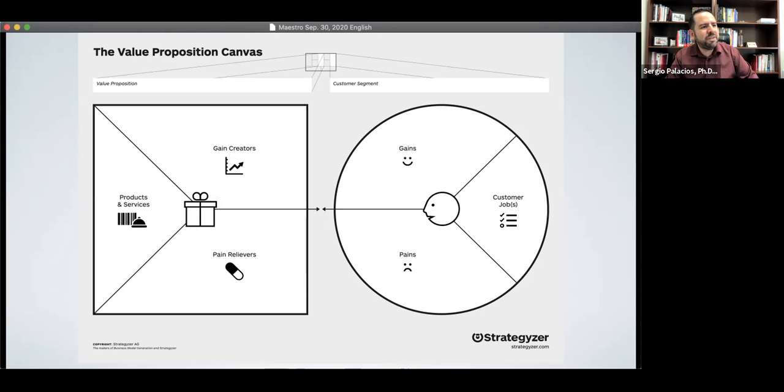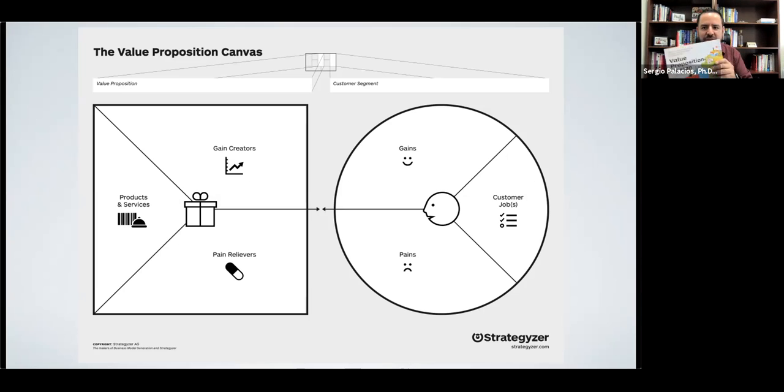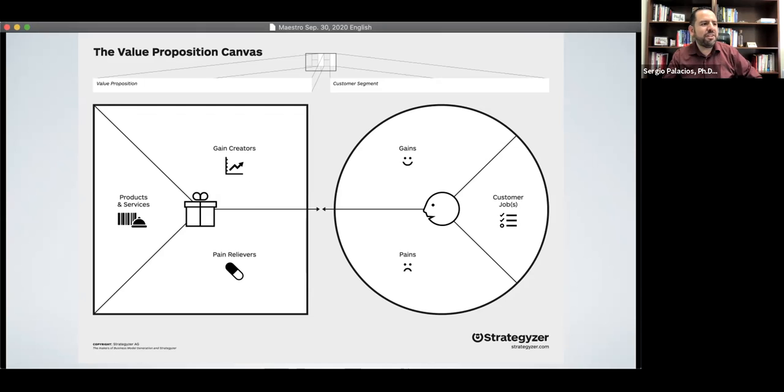So our product has to be heavily aligned, and this thing in the middle is the fit. What is it in our product that provides a gain to our customer? What is it in our product that provides a pain reliever to our customers? To learn more about this, you can check out Value Proposition Design by Alex Osterwalder and Strategyzer. It's a great tool. It has a ton of visuals and is really inexpensive, maybe like $18. For the content, it's the best book you can buy to learn more about customer fit.